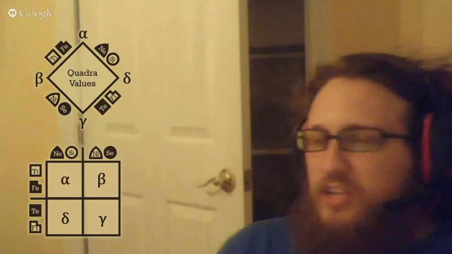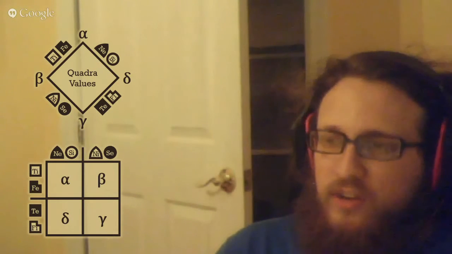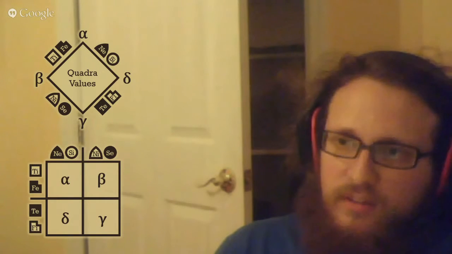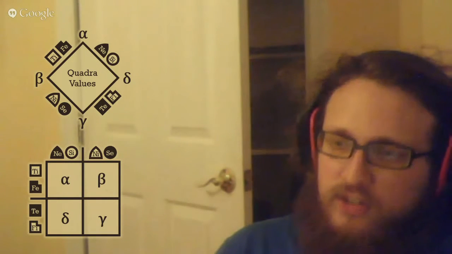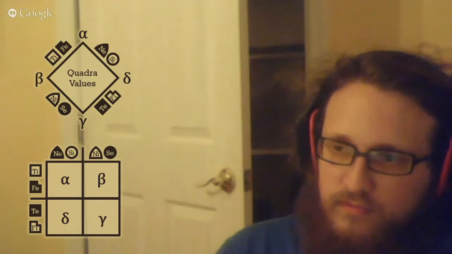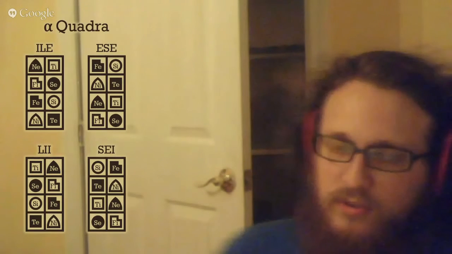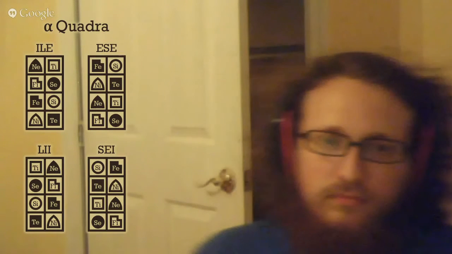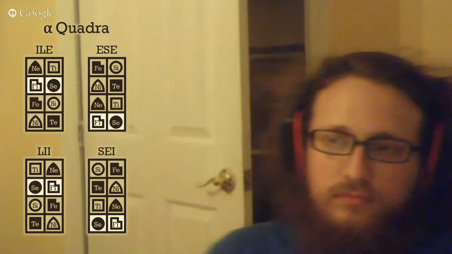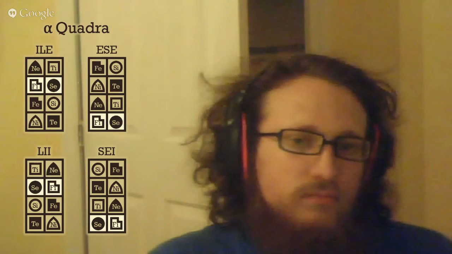I don't know. If a person values Ne and Ti, and they also value Si and Fe, that means there are the other six combinations of blocked elements together that they don't value, not just the ones in the opposing quadra. But they do block together, for the alphas, specifically the ILE, SEI, ESE, and LII, Fi and Se as unvalued. So do you think that creates...?